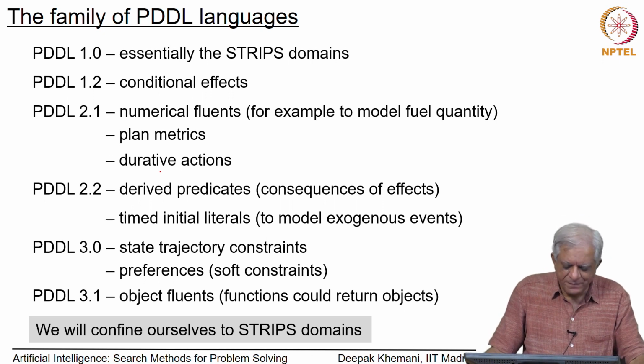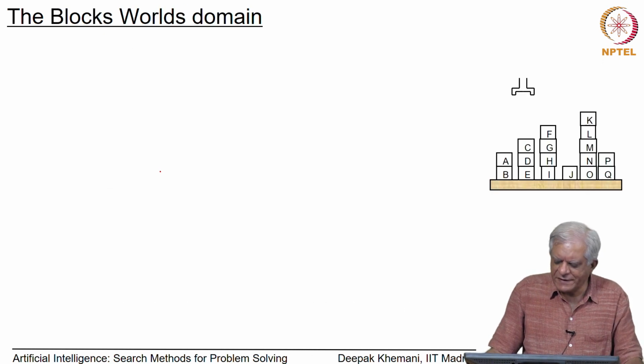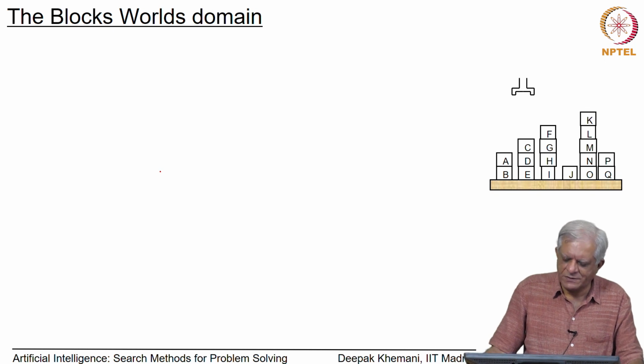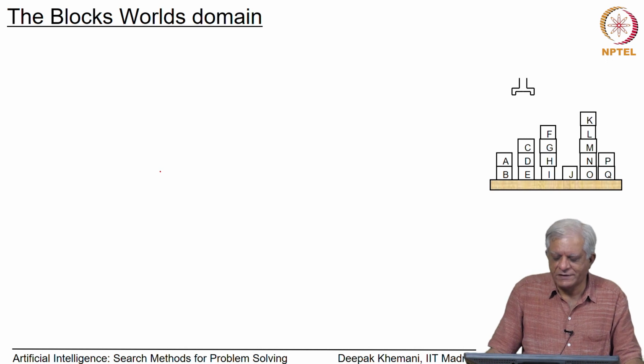And so, let us do that, and we will do that by describing the simplest of all possible worlds. It's been a very popular world for people to write algorithms for planning in, and it's called the blocks world domain, which is depicted on the diagram on the right hand side here.